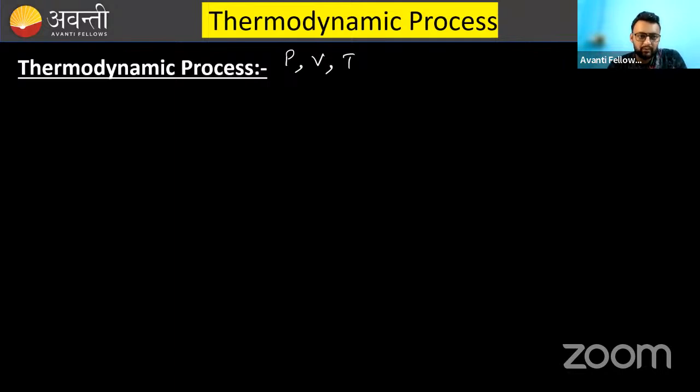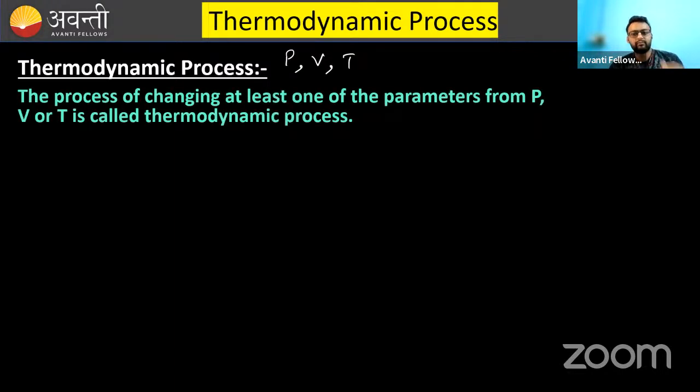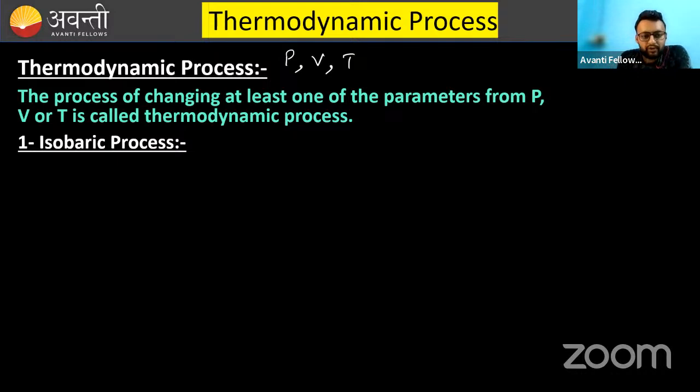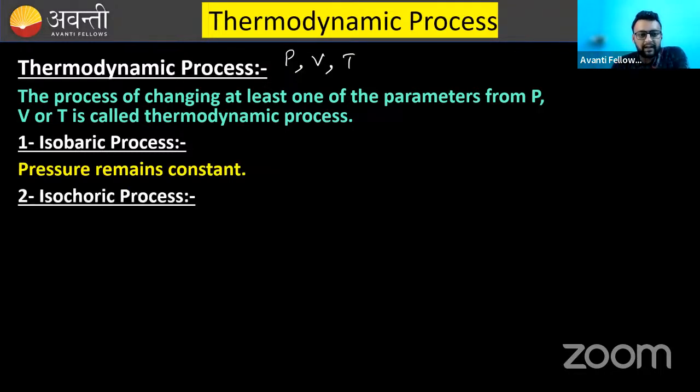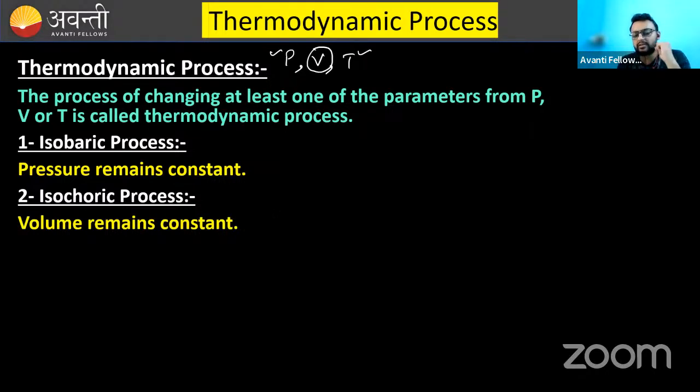Now, what are the types of thermodynamic process? One is the isobaric process. The name suggests the process in which pressure remains constant. This is mentioned on your screen. Try to write it down. Another process is the isochoric process, in which volume remains constant. That means you can change pressure and temperature, but volume will remain constant.